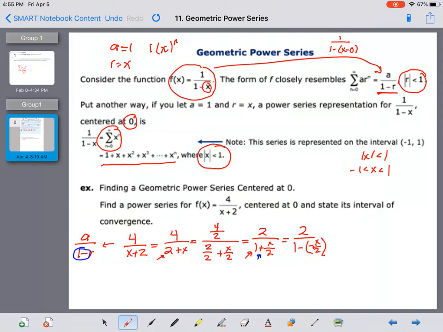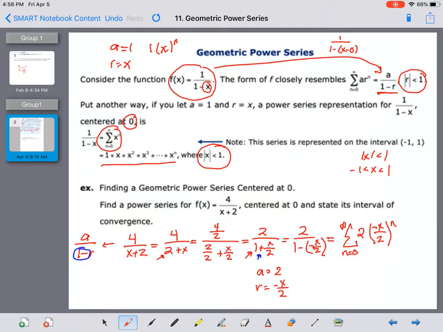Okay, and after doing that, that puts it in the form that we wanted, a over 1 minus r. And what that means for us is our a value is 2 and our r value is negative x over 2. Which means our summation formula for this particular function, and it changes as we change our rational function, starting at 0 to infinity, starts with our a value, and then of course our r value raised to n.